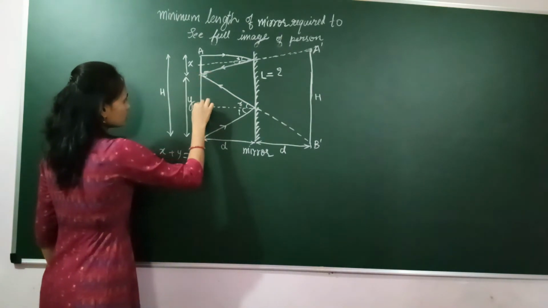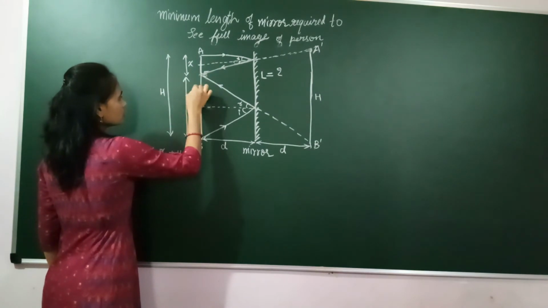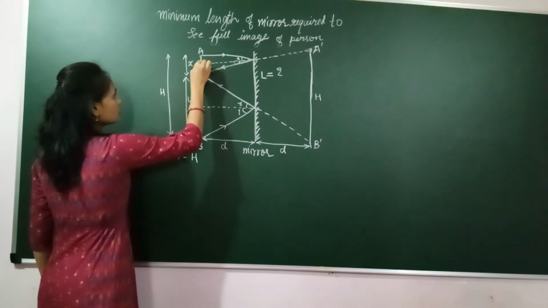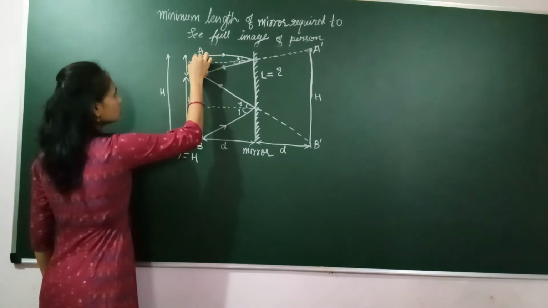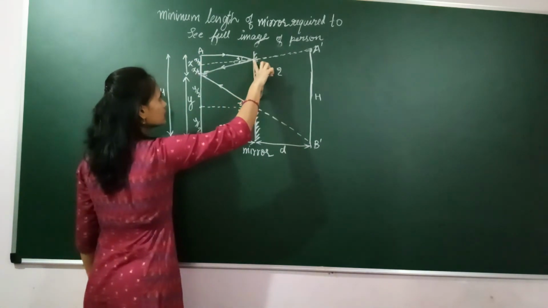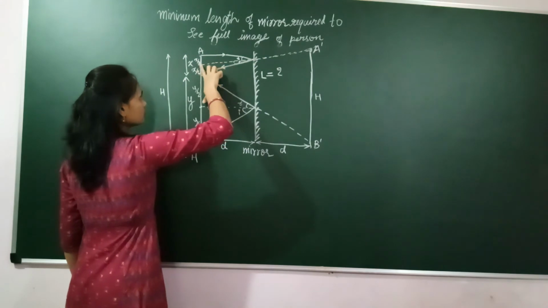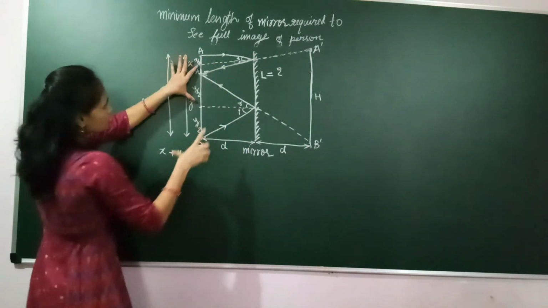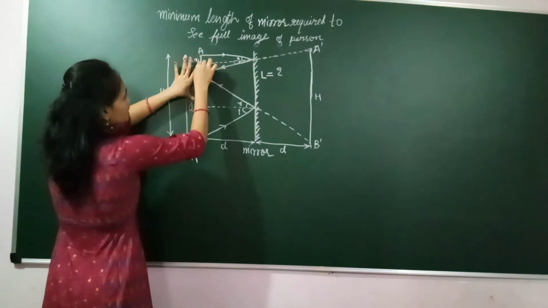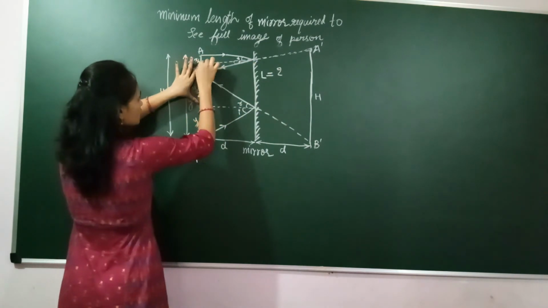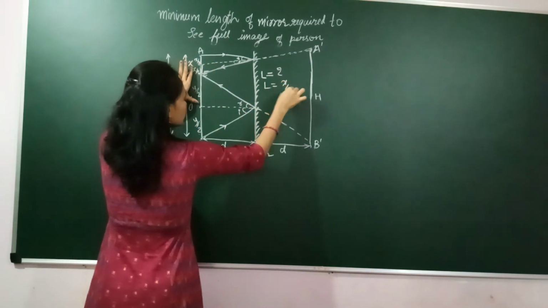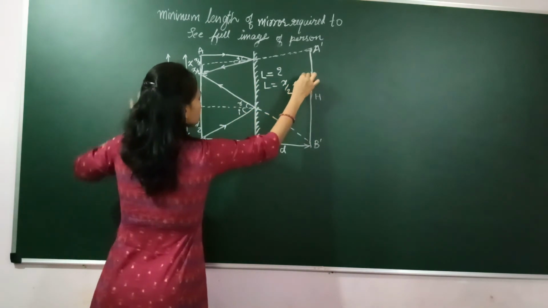Now if this is the center point, this distance becomes y by 2 and this distance is also y by 2. If this is also the center of AE, then this becomes x by 2 and this is also x by 2. Now we want to calculate this length, from this point to this point. This is the total length of the mirror. To calculate this length, we have to add this distance and this distance. This distance is x by 2. So L is equal to x by 2 plus y by 2.